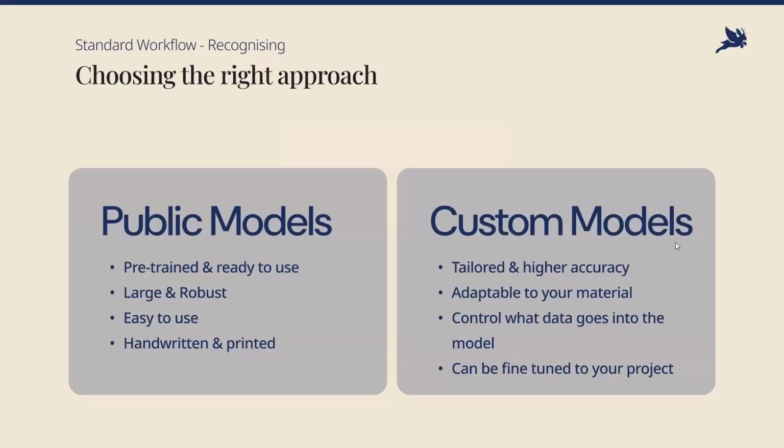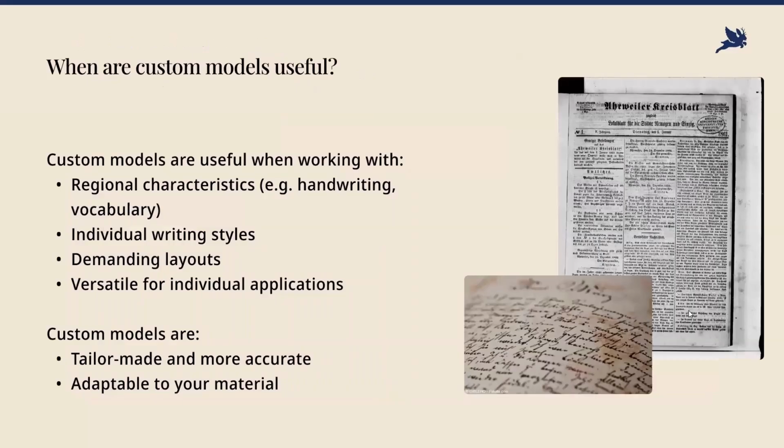So we are talking again about choosing the right approach. First, we had a look at the public models, and now we'll have a look at the custom models. So the question is, when use a public model and when use a custom model? So when are custom models useful? The custom models are useful when you are working with regional characteristics, so specific handwriting, but also it is helpful for individual applications because the custom models are adaptable to your material because they are trained on your material.